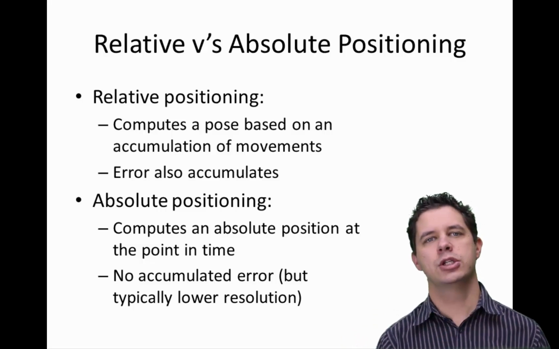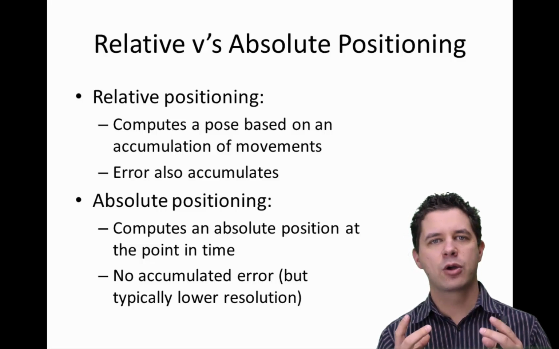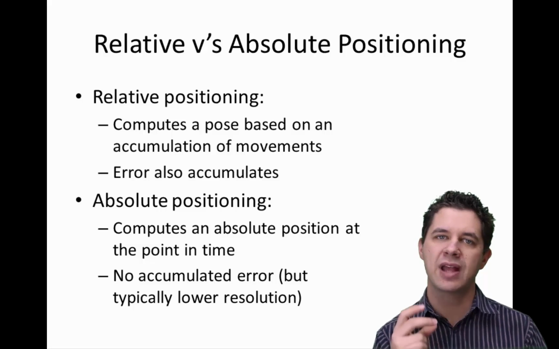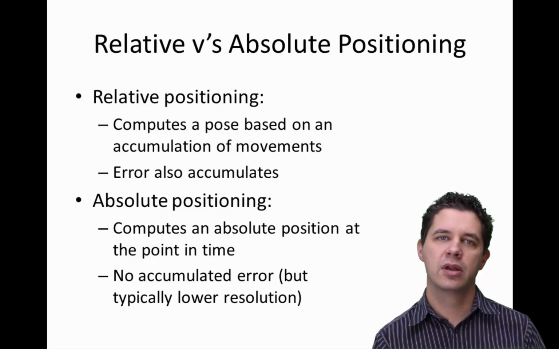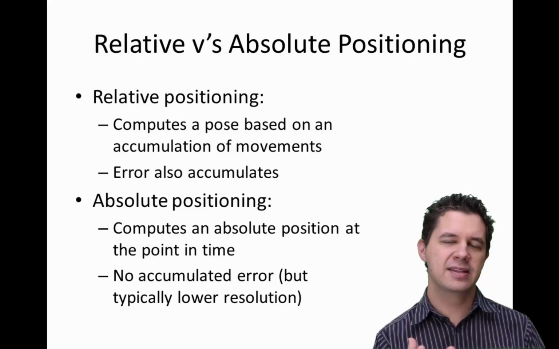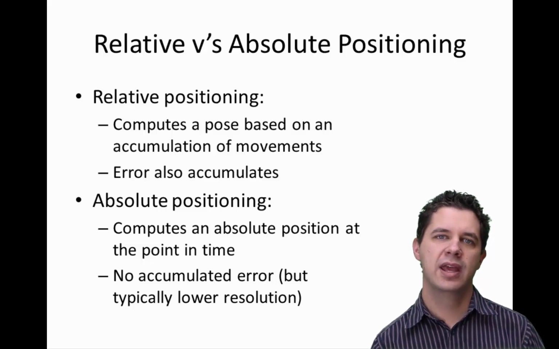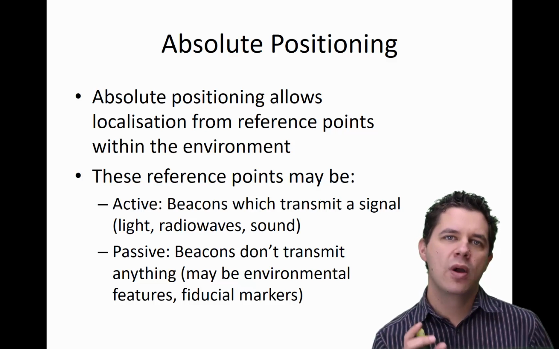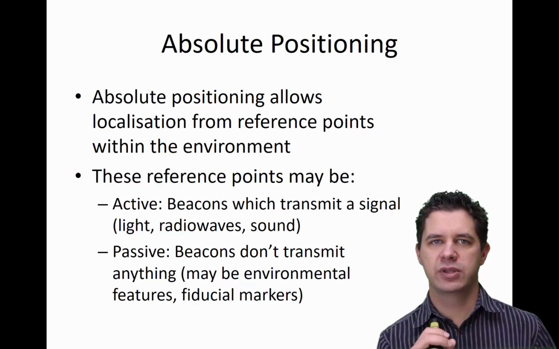In absolute positioning, we've got our computation based on an absolute position at a particular point in time. And so we don't have accumulated error as a result. But typically this is done at a lower resolution than we would in our relative positioning. Now, in absolute positioning, we've got localization from reference points within the environment.